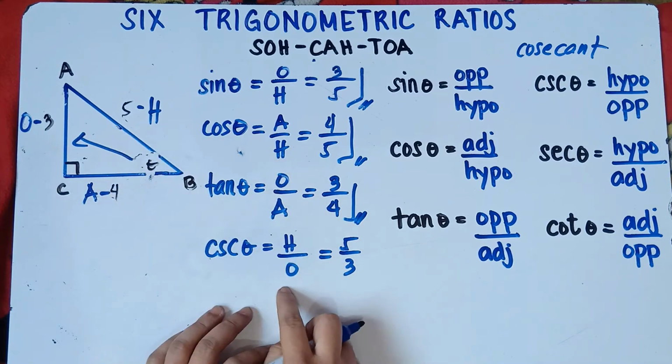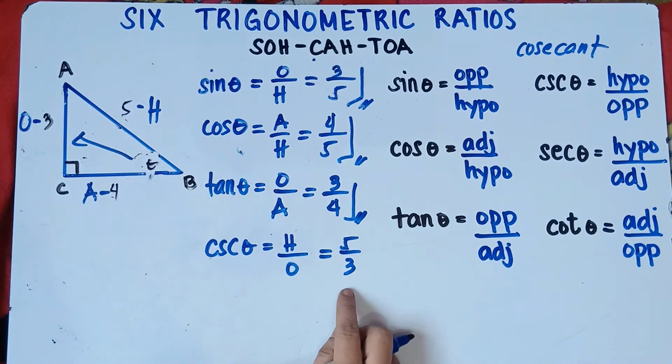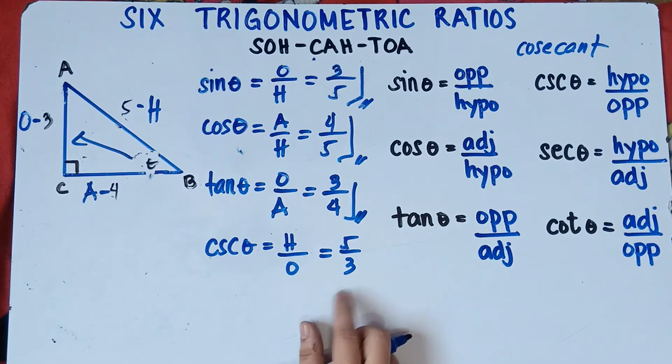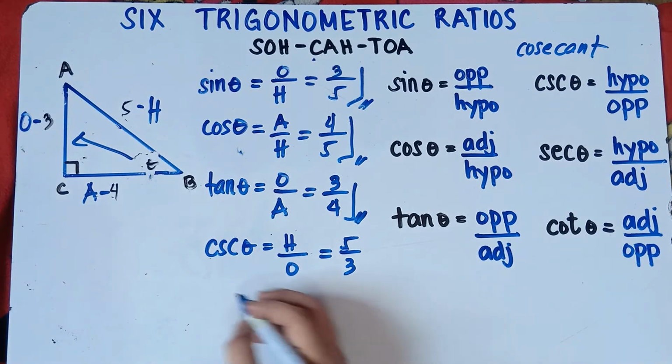Hypotenuse is 5, opposite is 3. And you're done for cosecant. Easy, right, for this one? So let's try another example.